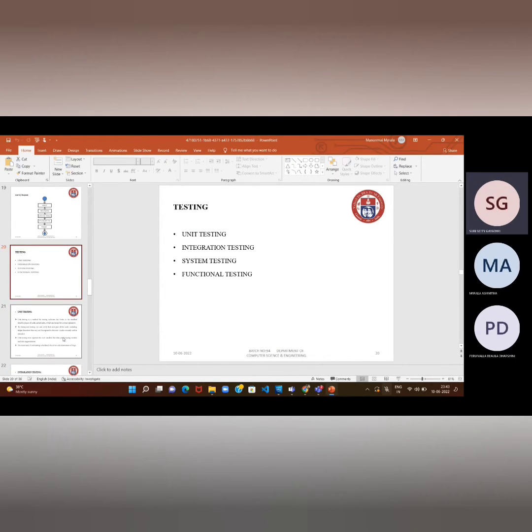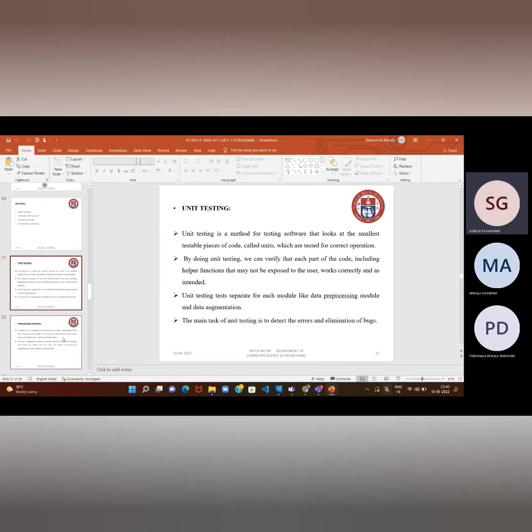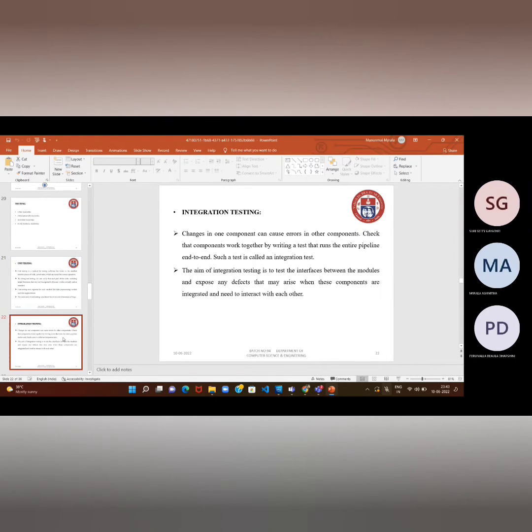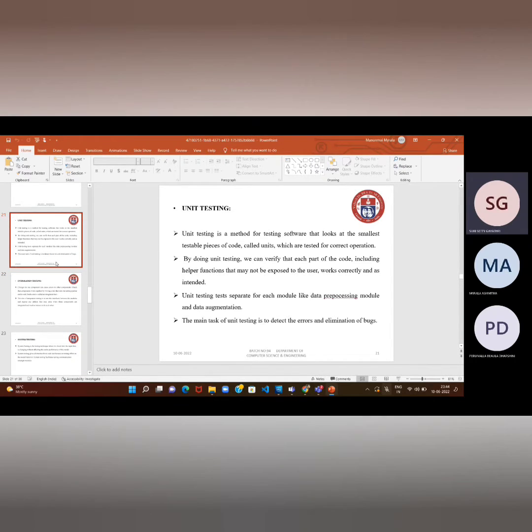So in testing, we have four types: unit testing, integration testing, system testing, and functional testing. Unit testing is a method for testing software that looks at the smallest testable pieces of code, called units, which are tested for correct operation. The main task of unit testing is to detect errors and eliminate bugs.